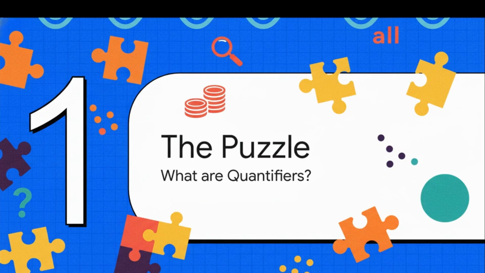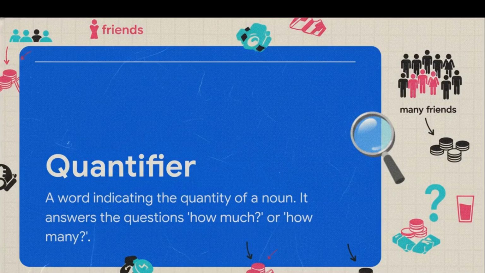First things first, what in the world are quantifiers anyway? It's actually pretty simple. A quantifier is just a word you pop in front of a noun to talk about the amount or quantity. They're the words that answer the questions how much or how many. So instead of a specific number, like 5 friends, you might say, I have many friends. It gives you a general idea without getting into the nitty-gritty numbers.